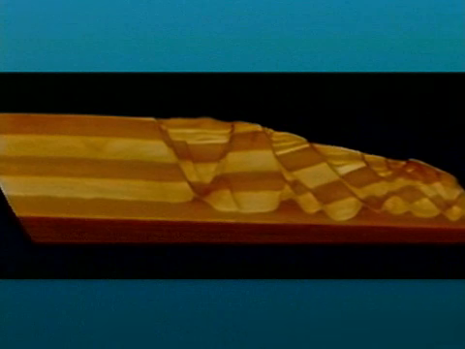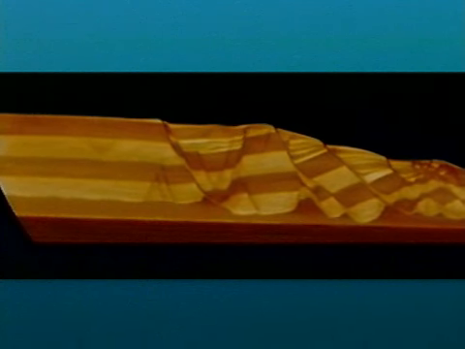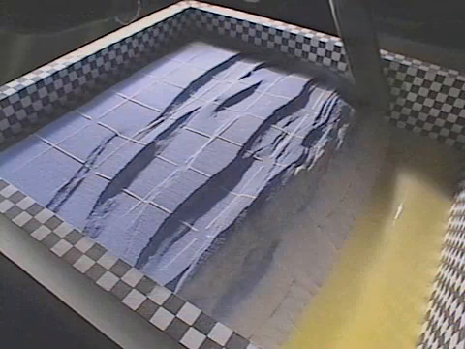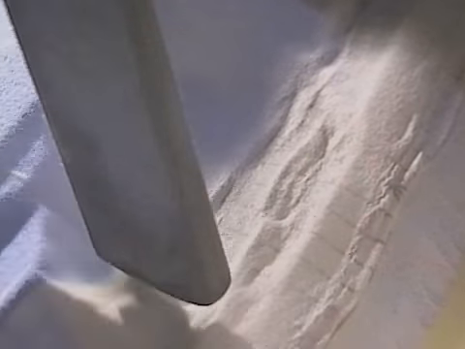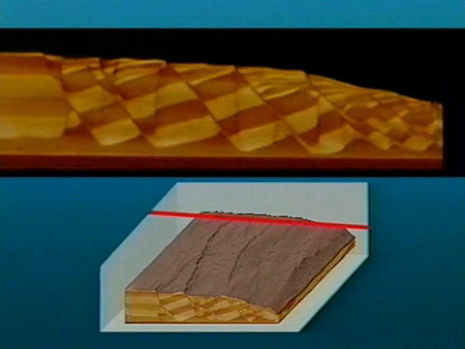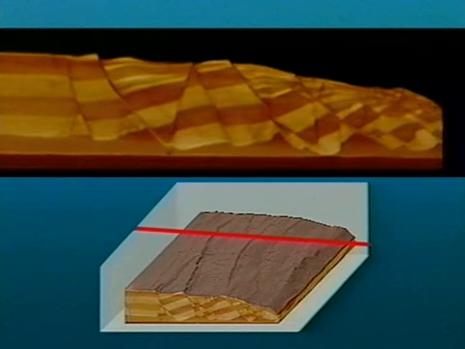We saw the development of faults in gravitational gliding systems in 2 dimensions along cross-sections parallel to the transport direction. The 3-dimensional geometry of the deformed model can be analyzed from surface views or from the top of the silicon layer. It can also be analyzed from serial cross-sections.